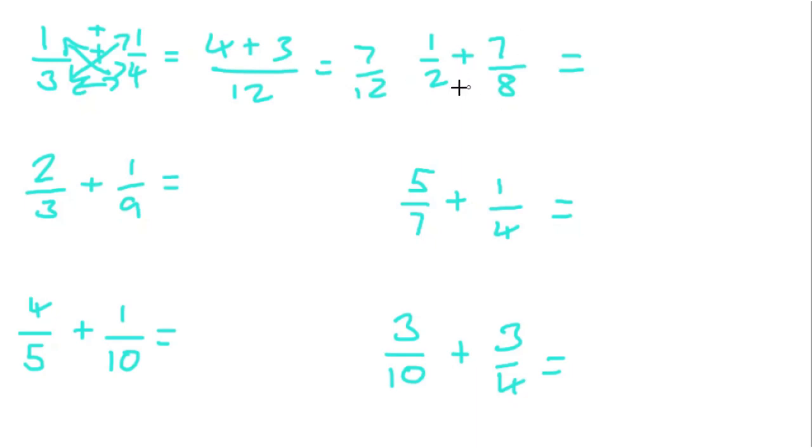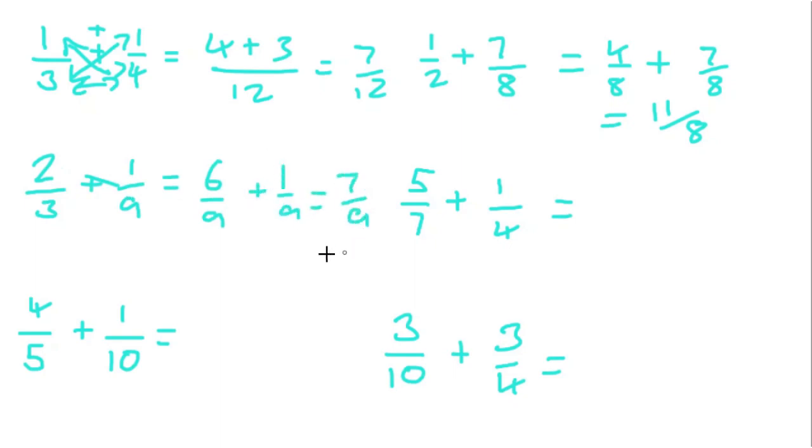This one we don't need to cross multiply because we can see that we can convert this 1/2 into eighths, so 1/2 is 4 over 8, and then we're adding 7 over 8, and that's equal to 11 over 8. Here, similarly, we can turn this 2/3 into an amount of ninths. So 2/3 is 6 ninths, multiplying top and bottom by 3. That's plus 1 ninth, and that's equal to 7 ninths.